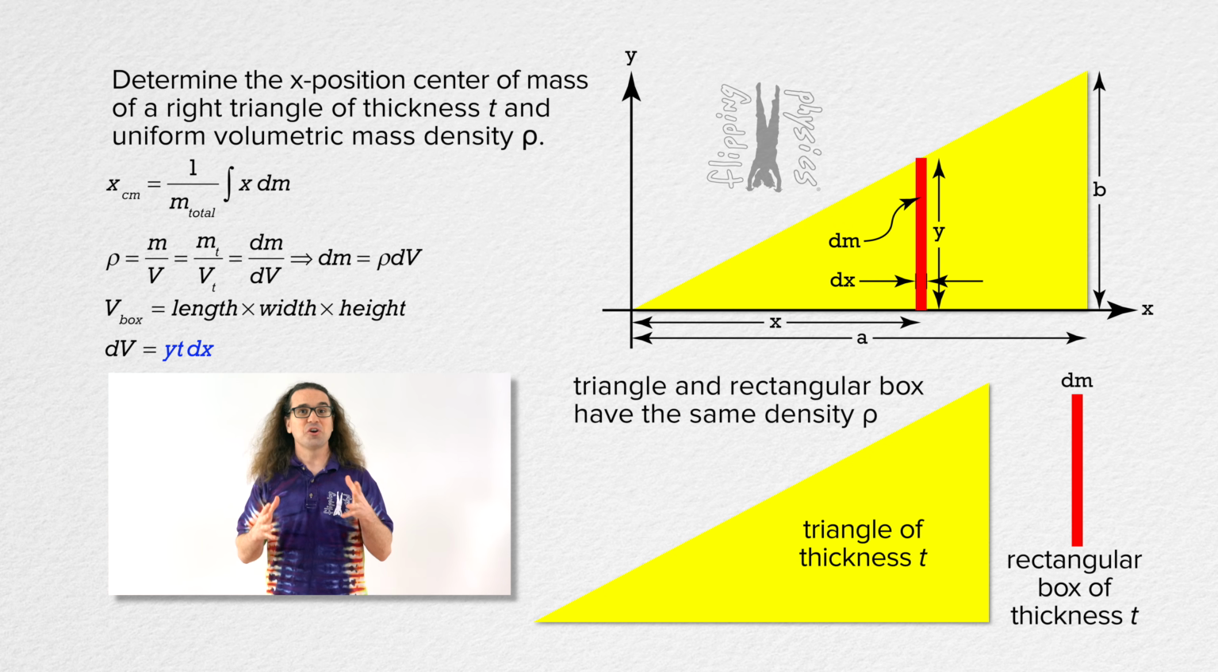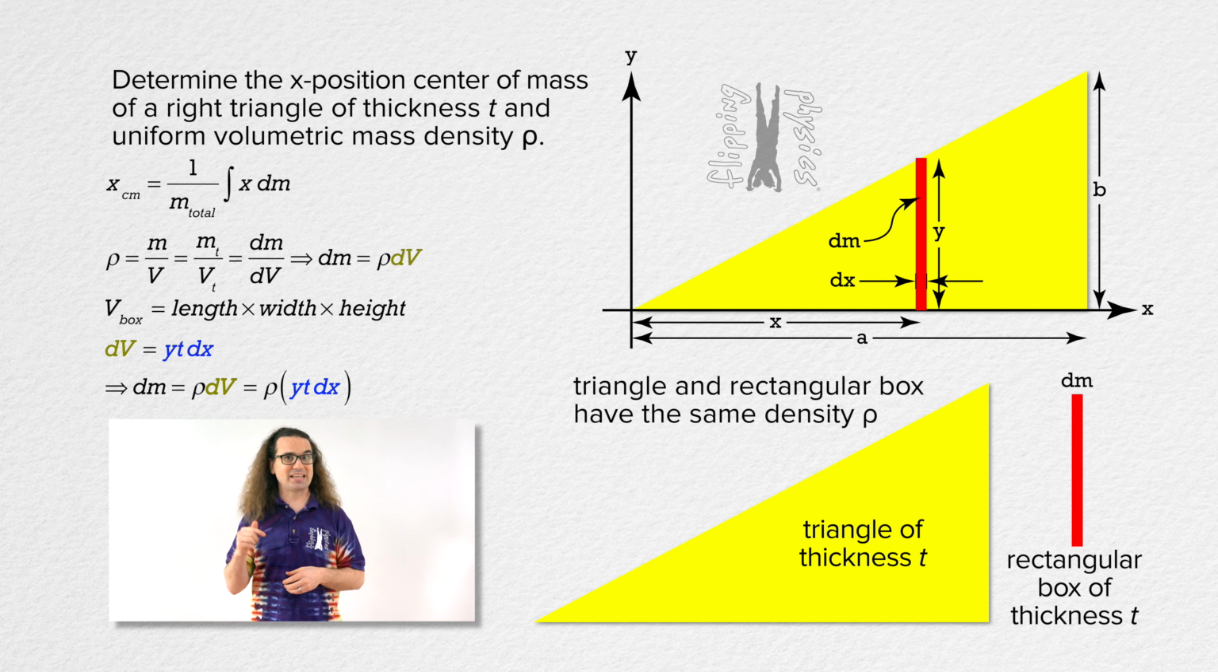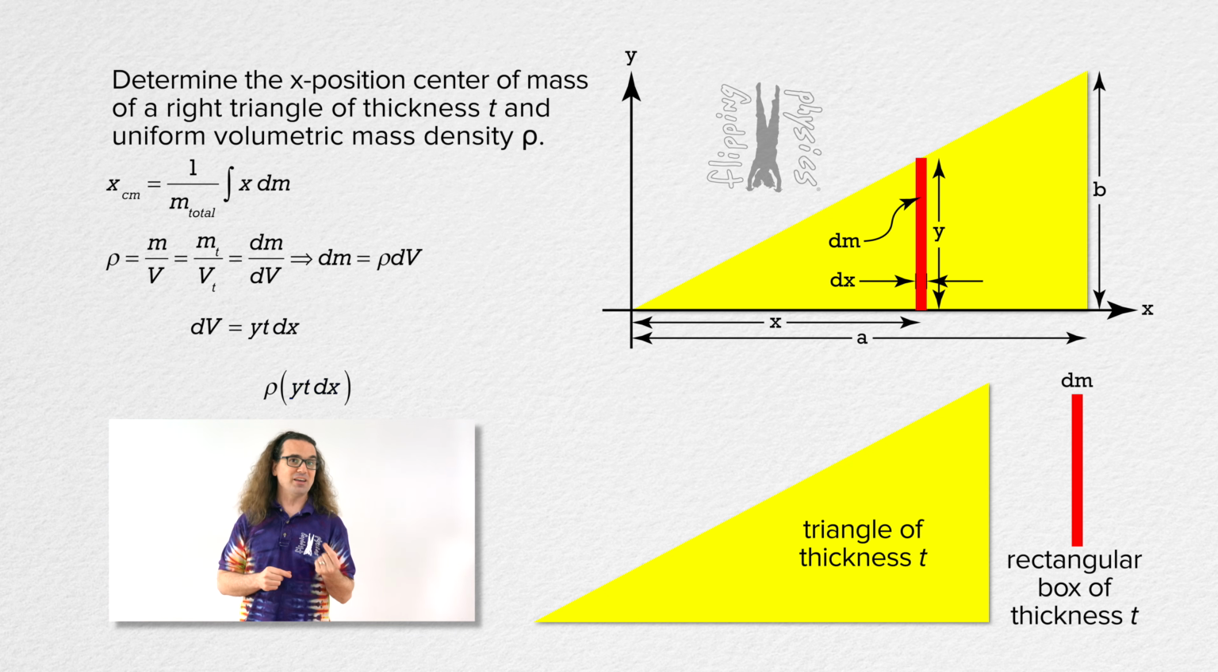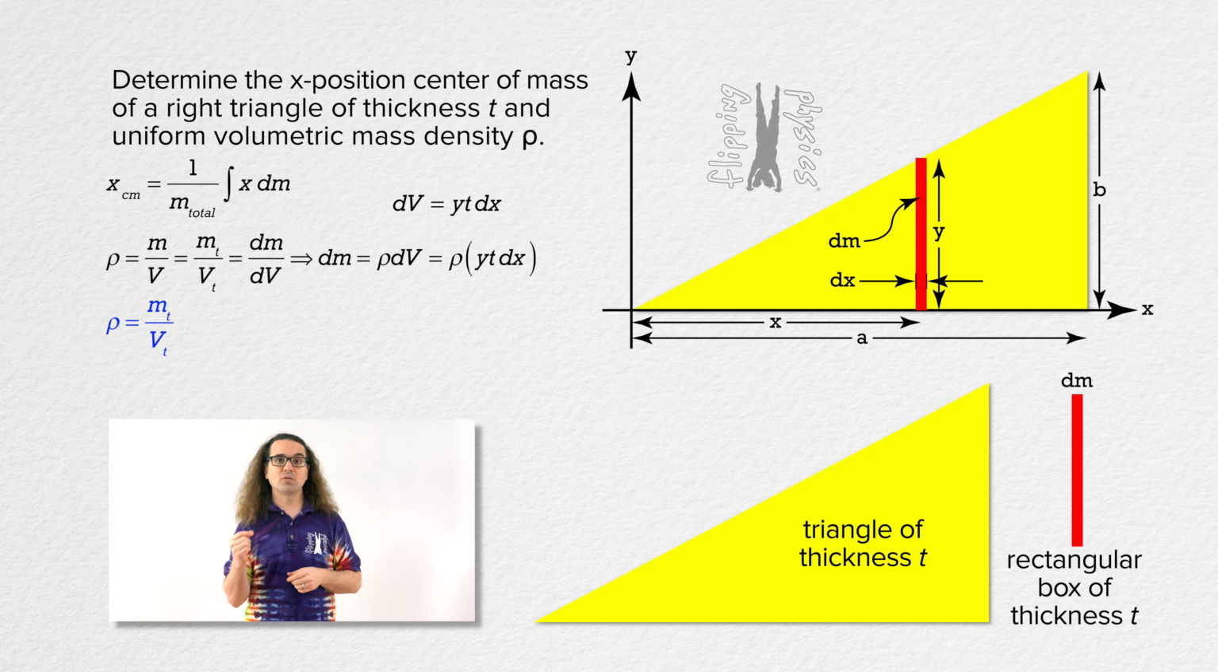Cool! Exactly. We can now substitute that volume dv into the equation for the mass of the rectangular box dm, which now equals volumetric mass density times y times t times dx. But do not worry, we can still do more with this. Remember, this volumetric mass density also equals the total mass of the triangle of thickness t divided by the total volume of the triangle of thickness t.